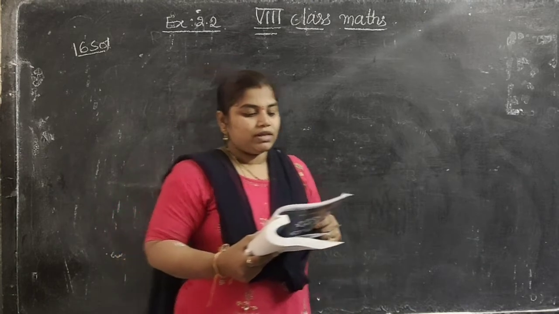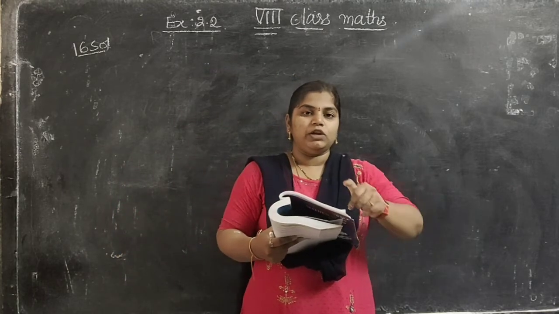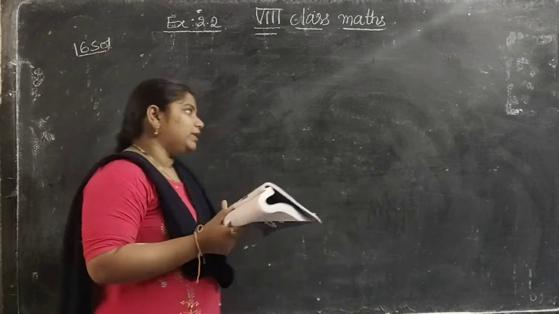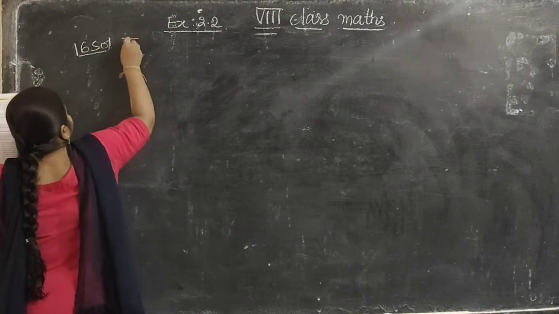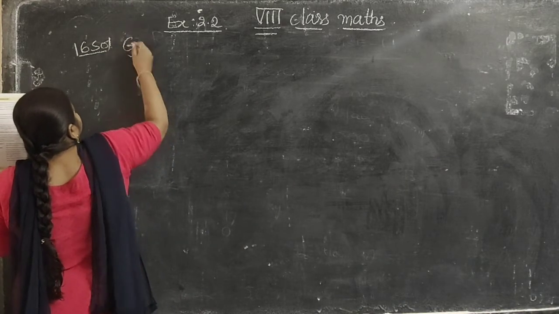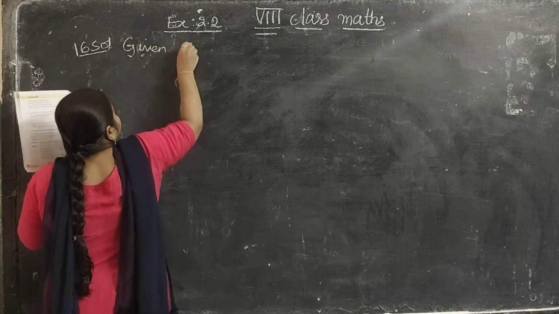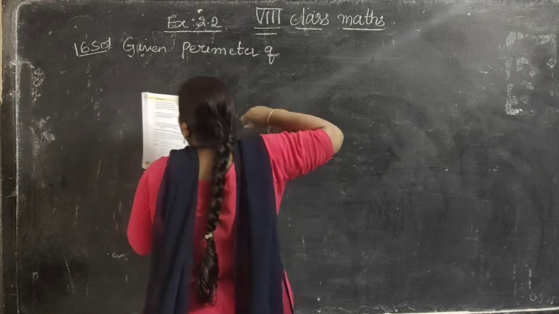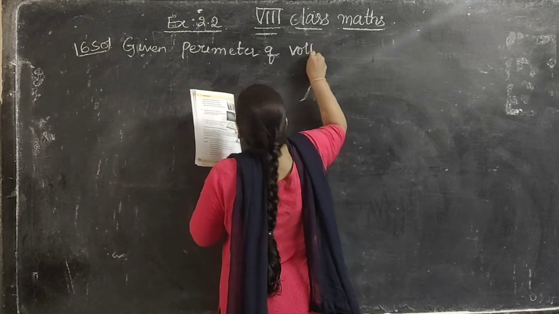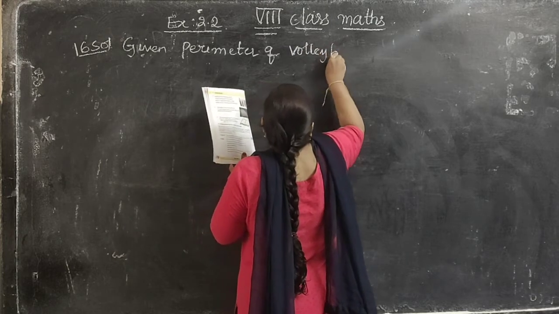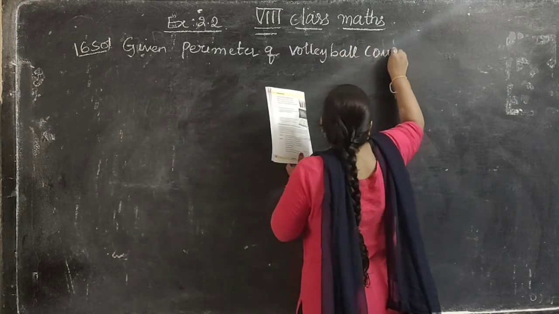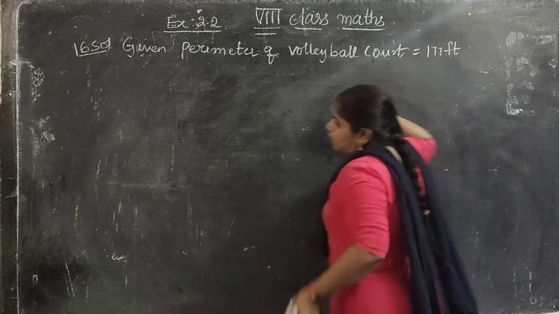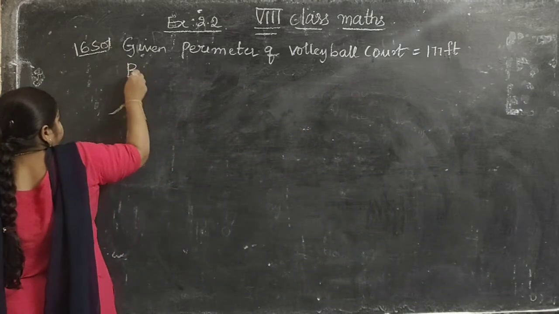And what have they given? They have given the perimeter value as 177. By using this information we have to find the length value and breadth value. So what have they given here? Given: the perimeter of the volleyball court. That volleyball court is in the form of a rectangle. The perimeter is 177 feet, and they didn't give any information about the breadth.